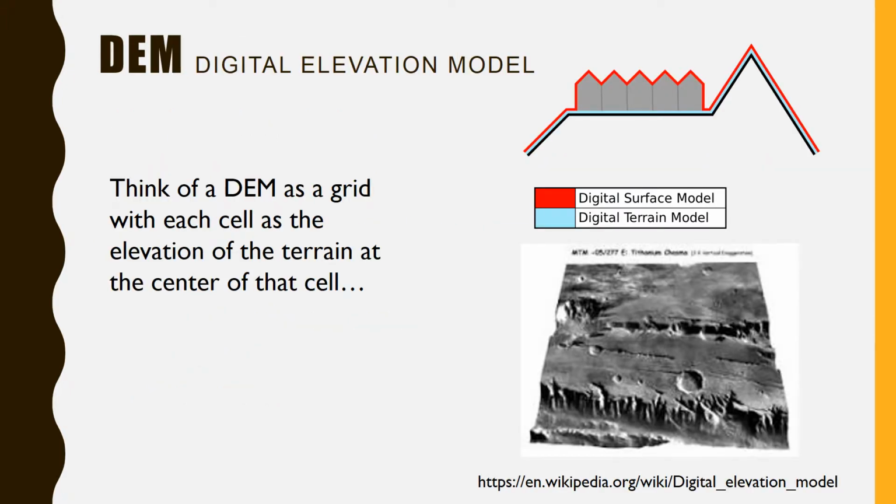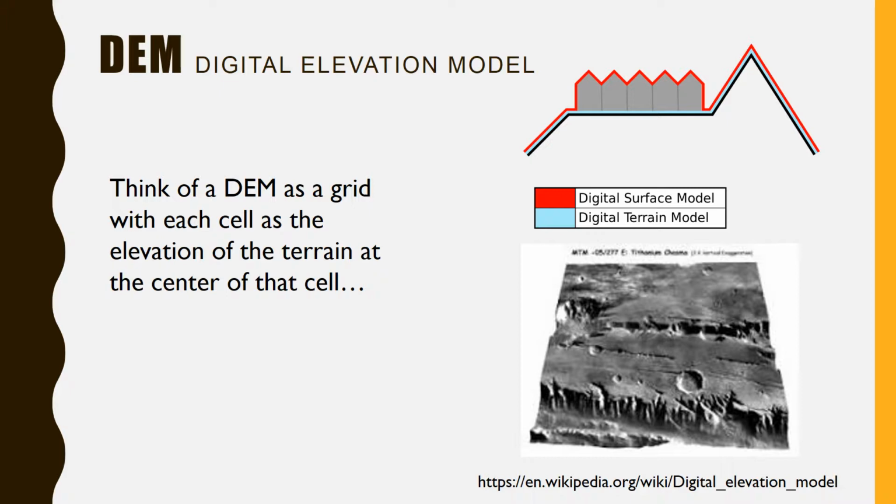It all starts with a digital elevation model, or a DEM. Sometimes we toss these words around interchangeably: DEM, DTM, DSM, etc. So we want to look at this in a little more detail to make sure we always understand what we're talking about when we talk about these specific elevation models. Think of a DEM as a grid in which every cell is the elevation of the terrain at the center of that cell. So we have a nice illustration in the top right-hand corner of the screen indicating the difference between a digital terrain model and a digital surface model.